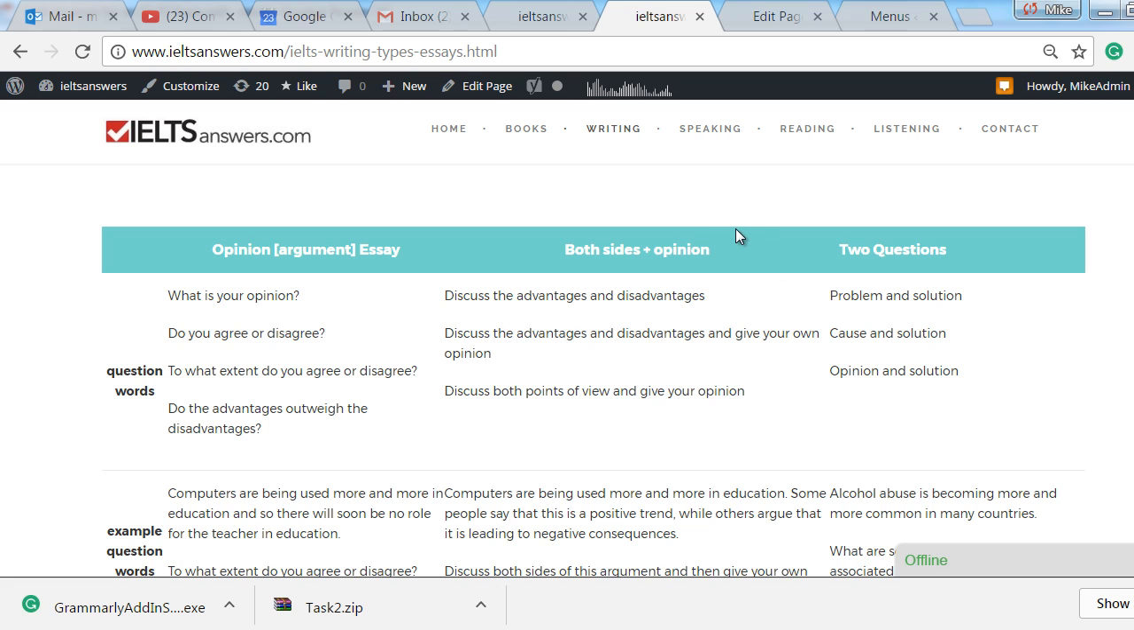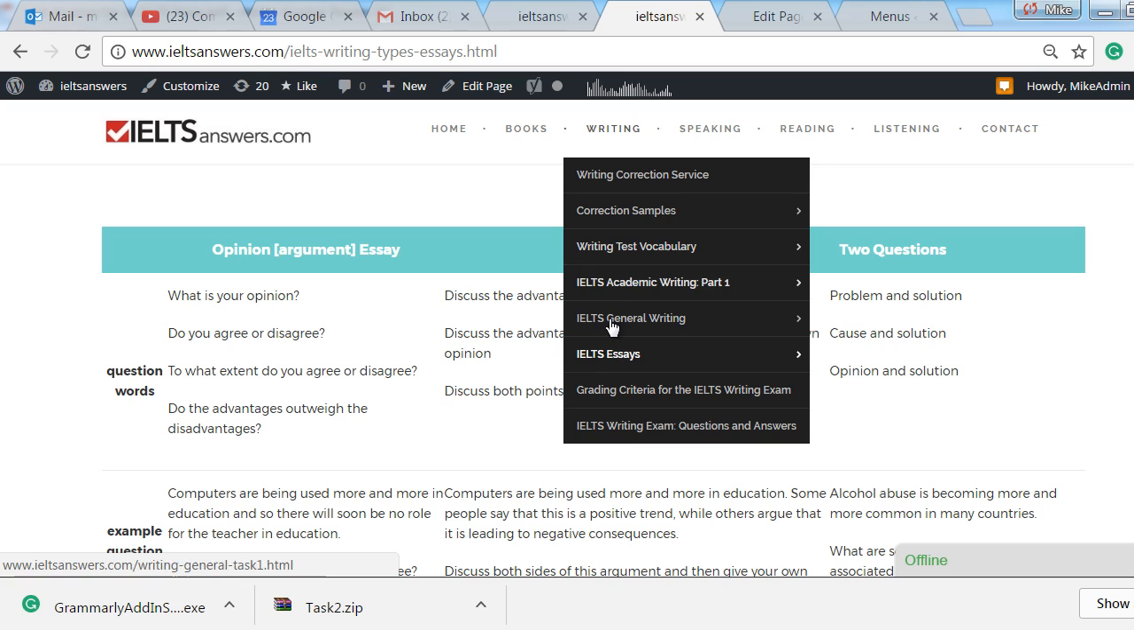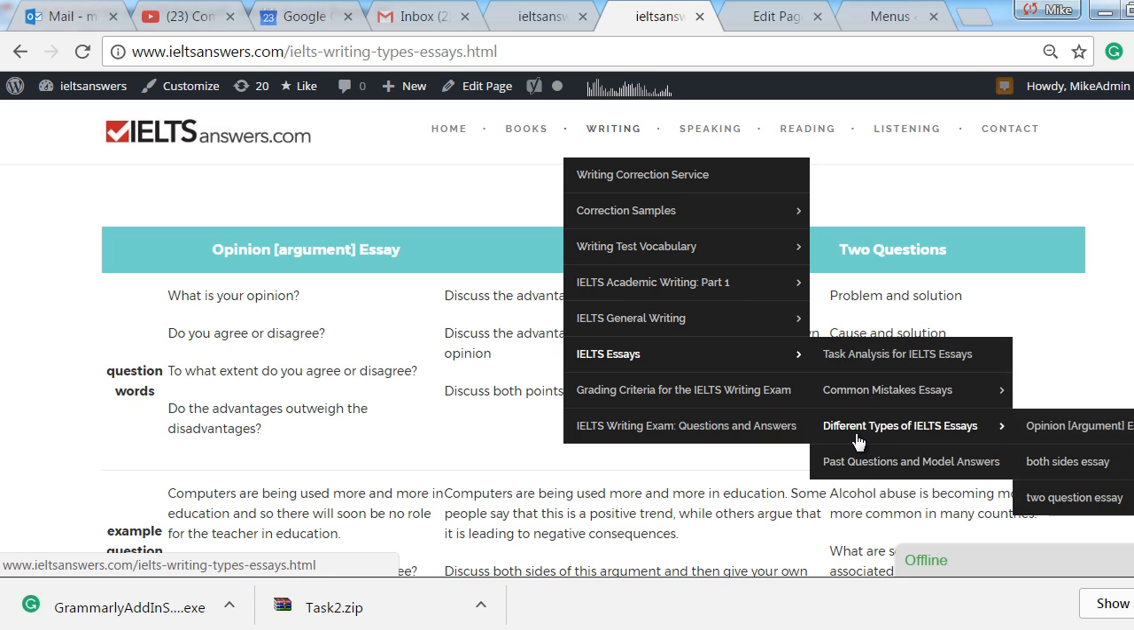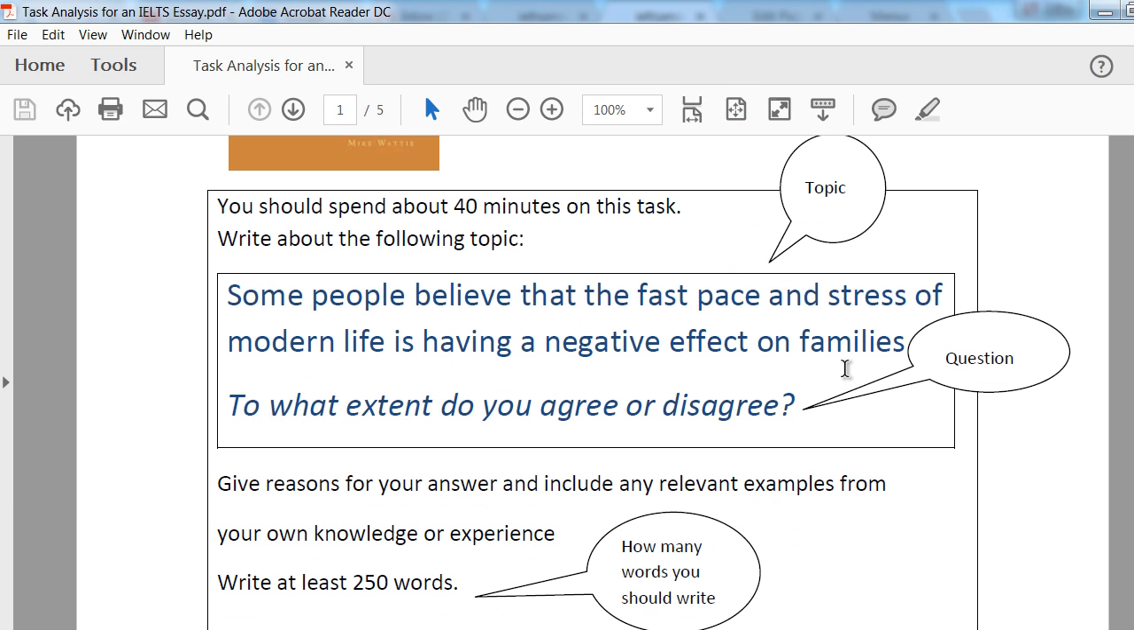and if you want to understand these 3 types of essays in a bit more detail, then you can go to my website, IELTSAnswers.com, Writing, IELTS Essays, different types of IELTS essays, and then I also have this page that compares the 3, and this gives more information on each of the essays. Okay, so you can get a comparison and then see detailed information on all 3 types of essays.